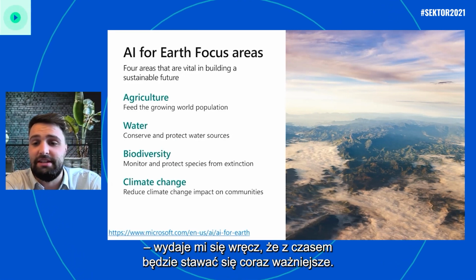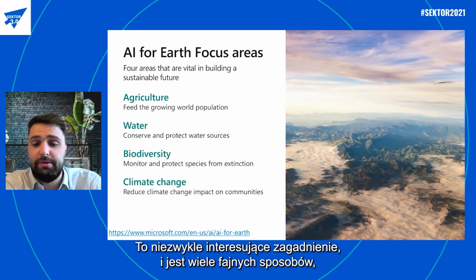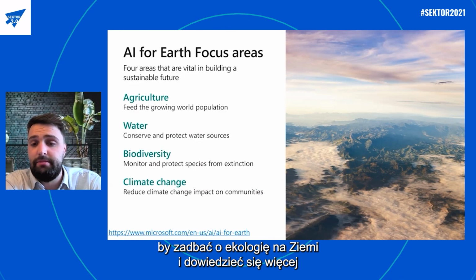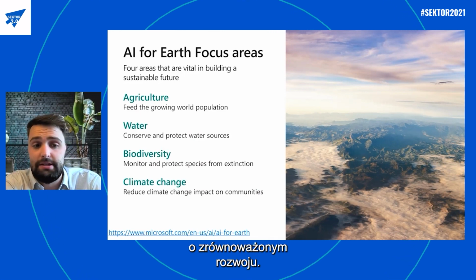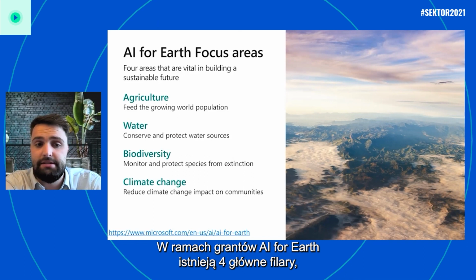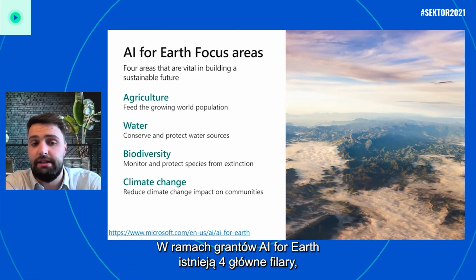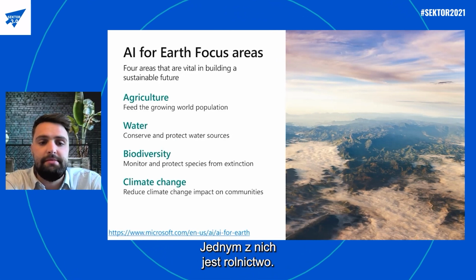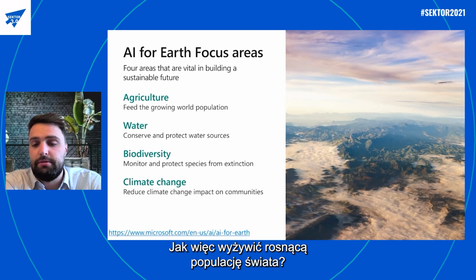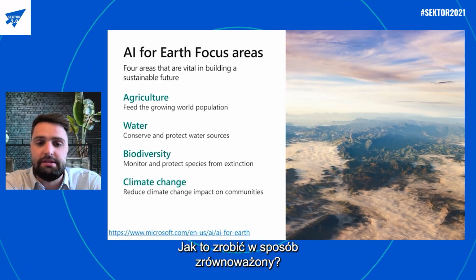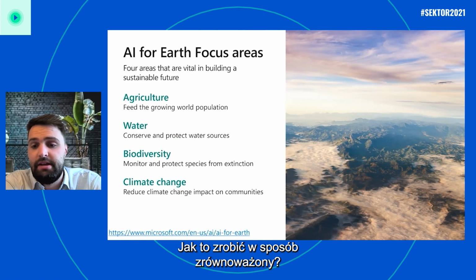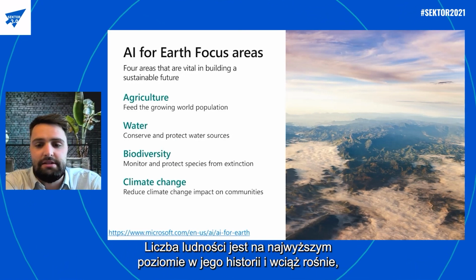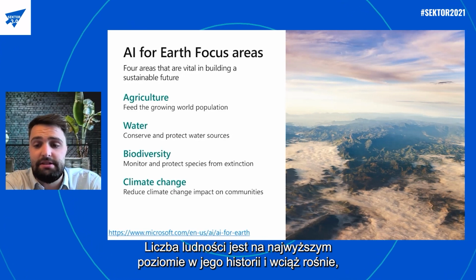So this is super interesting, and there's lots of cool ways where we can use and leverage the technology that we have into actually creating a more sustainable Earth, or learning more about sustainability. So within the AI for Earth grants, there are 4 main pillars which we can go into. There is agriculture. So how do we feed a growing world population, and how do we do this sustainably? And the world is rapidly growing. The population is at an all-time high, and it's still increasing.